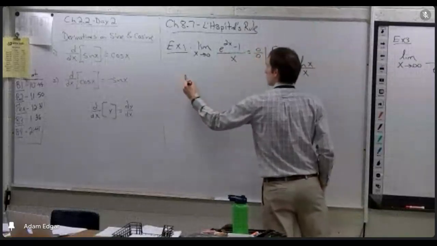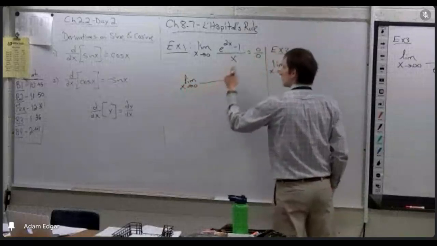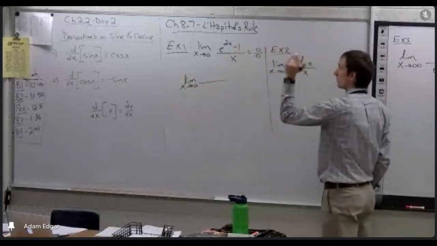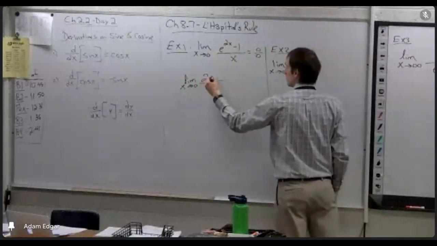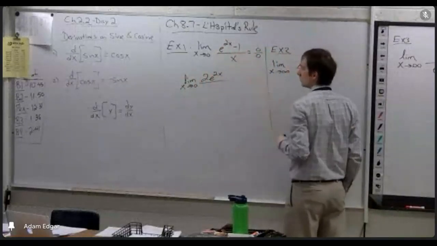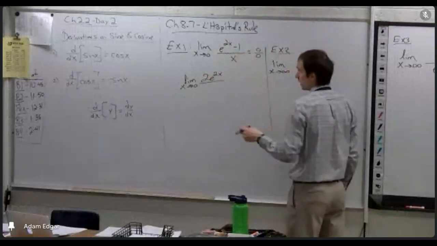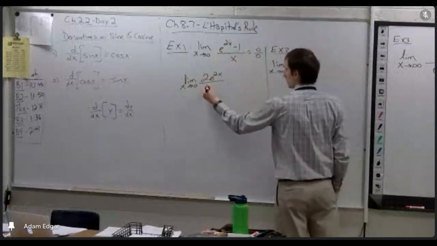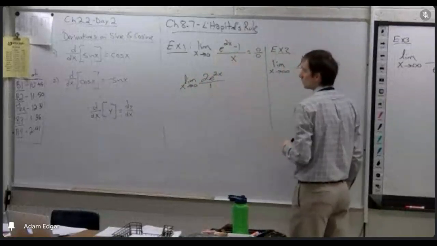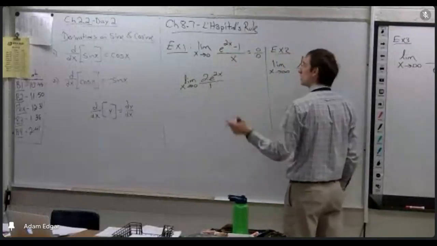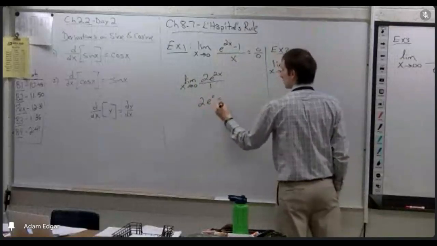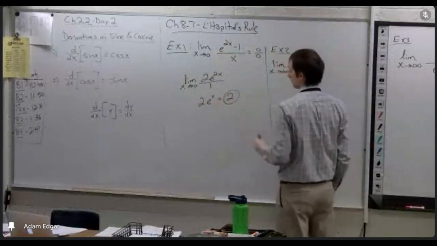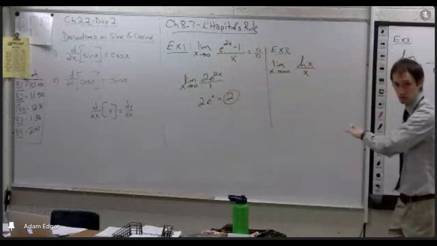Differentiate. We differentiate the top and bottom separately. When we differentiate the top, what does e to the 2x become? 2e to the 2x. What does minus 1 become? It goes away. What does x become on the bottom? 1. Now you can take the limit again, and you have 2 times e to the 0, and that is 2. So in that version, 0 divided by 0 is 2.